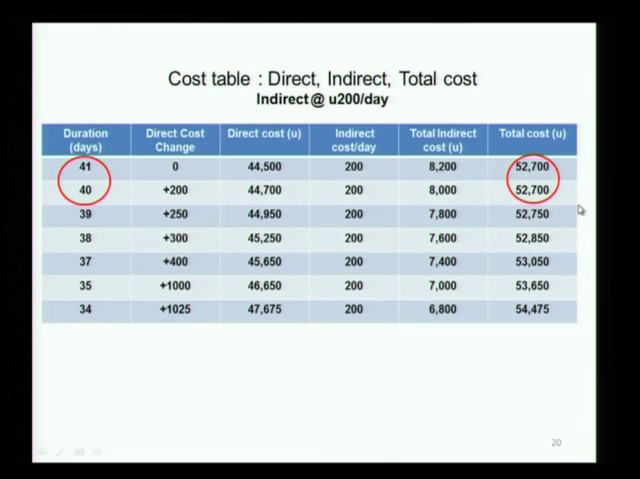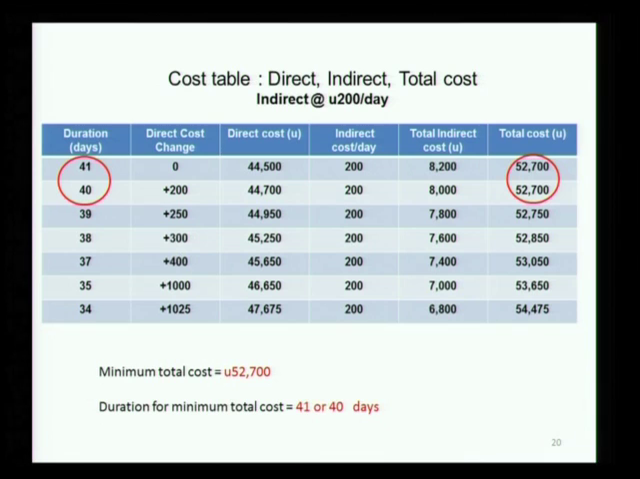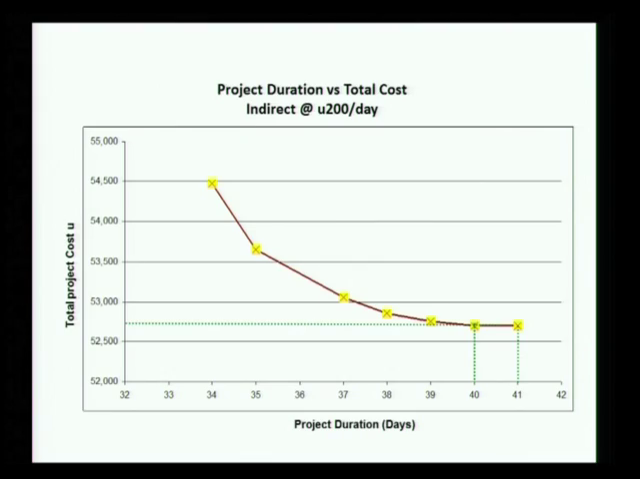Okay. Are there any questions? So this is pretty straightforward, and if we go to the 41 or 40, both give you the same time and same cost, and you will land up with a total cost graph which looks like this. Okay, so for both 40 and 41 the value of total project cost is the same.